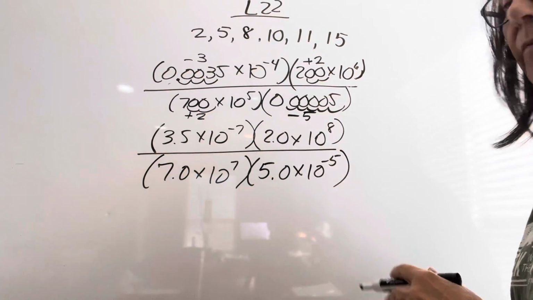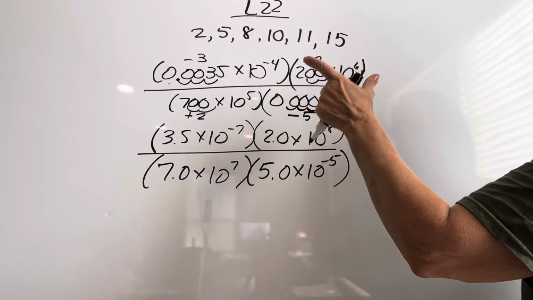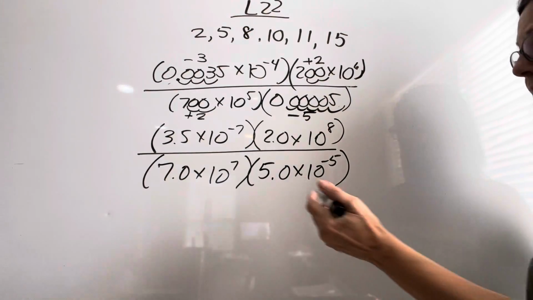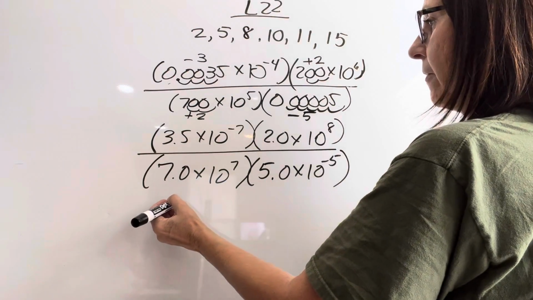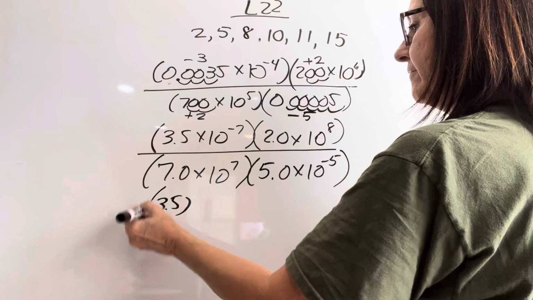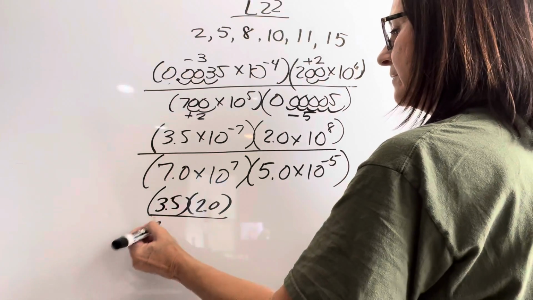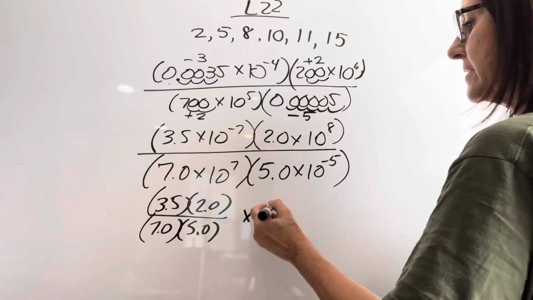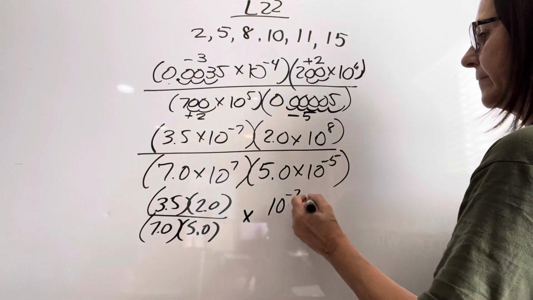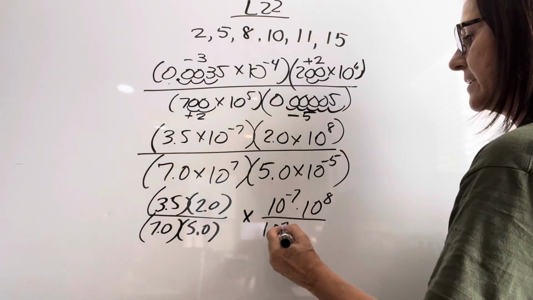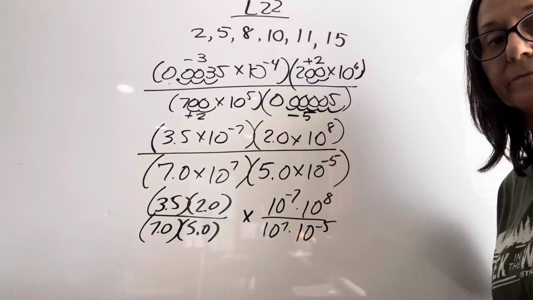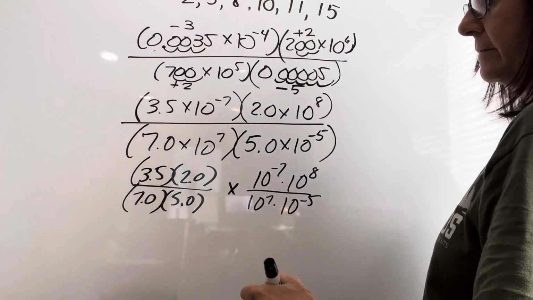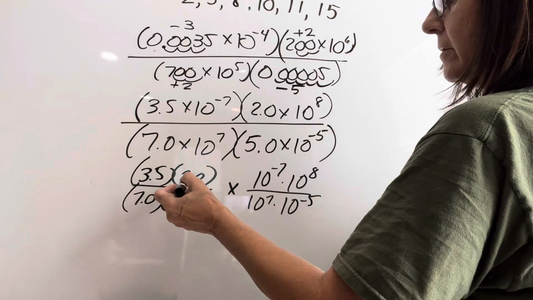So now I can look at my constants, multiply those, and then multiply my 10s with the exponents, times 10 to the power. All right, so this is going to be 3.5 times 2.0 divided by 7.0 times 5.0. And this is going to be times 10 to the negative 7th times 10 to the 8th over 10 to the 7th times 10 to the negative 5th. Move my camera down a little bit. All right, so this is going to be 7.